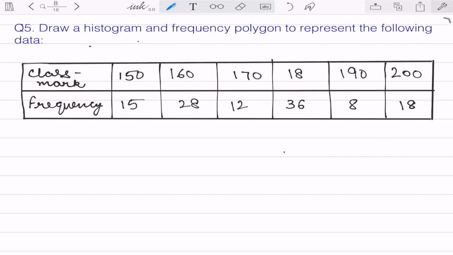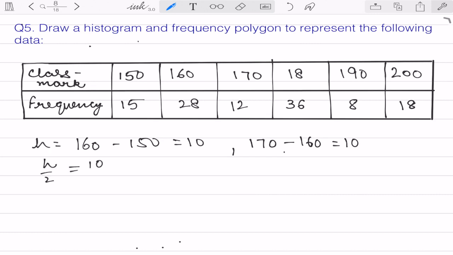So we can see the gap between all the class marks is 10, like 160 minus 150 is 10. Similarly, 170 minus 160 is also 10. So whatever is the gap between the classes, we will take the half of that. Okay, so the gap between the classes is 10. So what is half of 10? That is 5. So what we will do, we will add 5 for getting the upper limits and we will subtract 5 to get the lower limit.